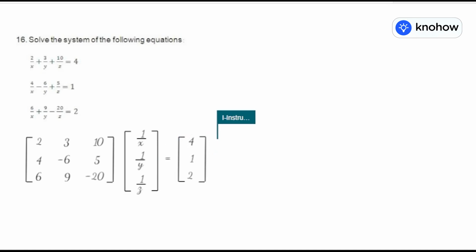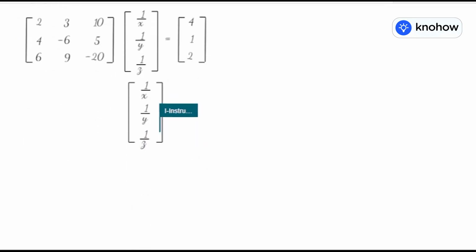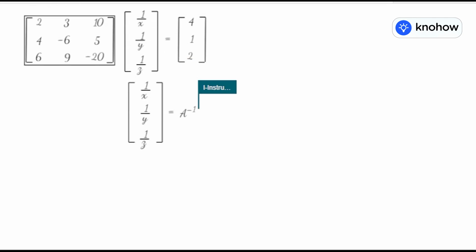Okay, so now it can be rewritten with the variables 1 by x, 1 by y, 1 by z, the variable matrix, equal to A inverse. A I am calling this coefficient matrix. A inverse into 4, 1, 2, this matrix. So keep it here and find the inverse of the coefficient matrix, which I am calling A, and then substitute. So let us start finding A inverse.